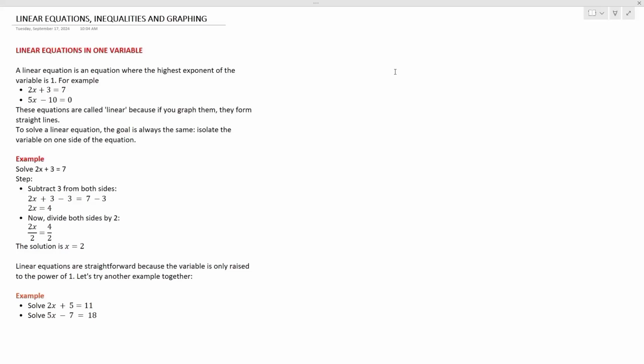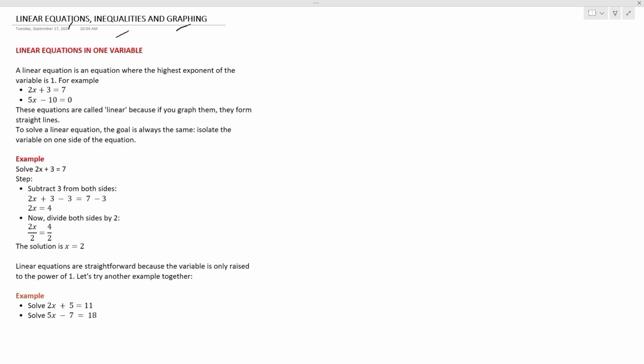I'll be continuing algebra, and today we're looking at linear equations, inequalities, and graphing. Now, we start with linear equations in one variable.